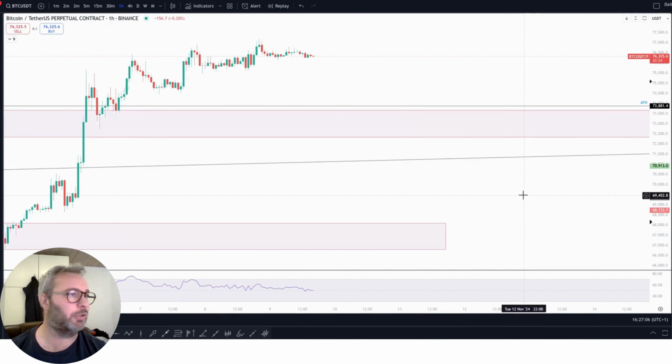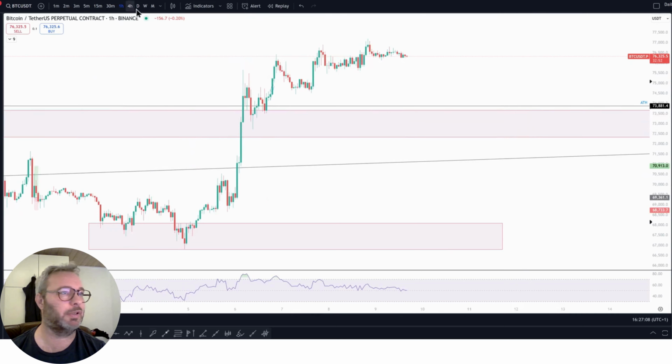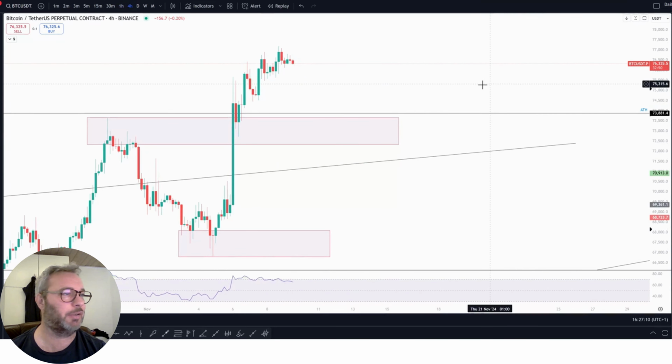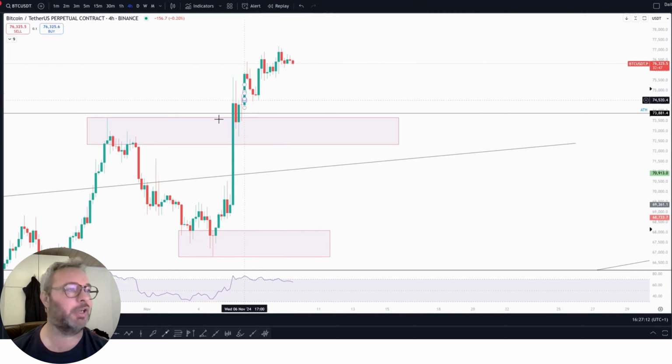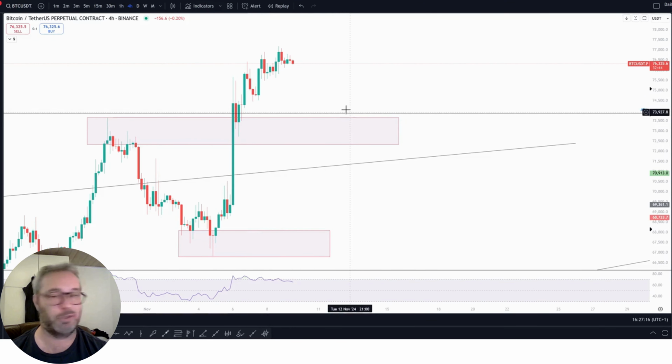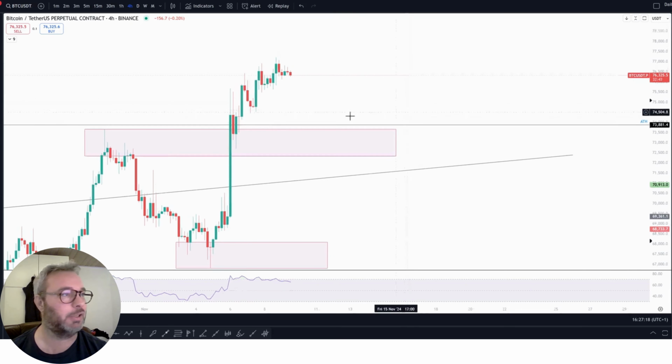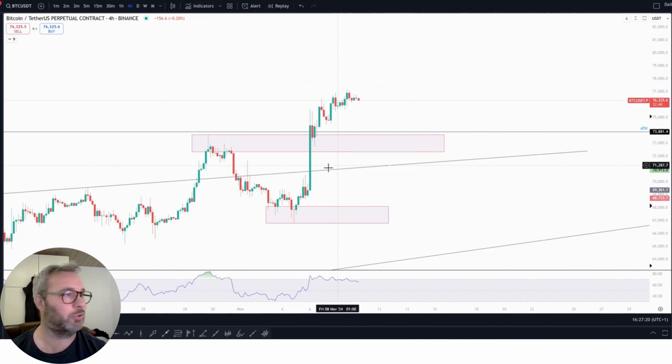What about Bitcoin? Let's take the 4 hour. Yeah, on Bitcoin, at least on the higher time frame, I'm not interested in trading it before it comes down here. If it comes down here, it's pretty bullish at the moment, so it could just continue up.